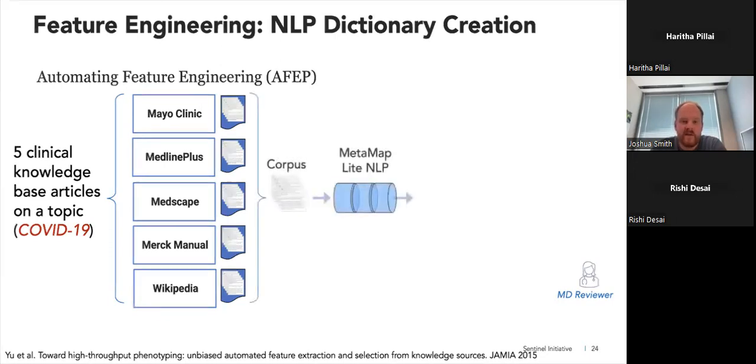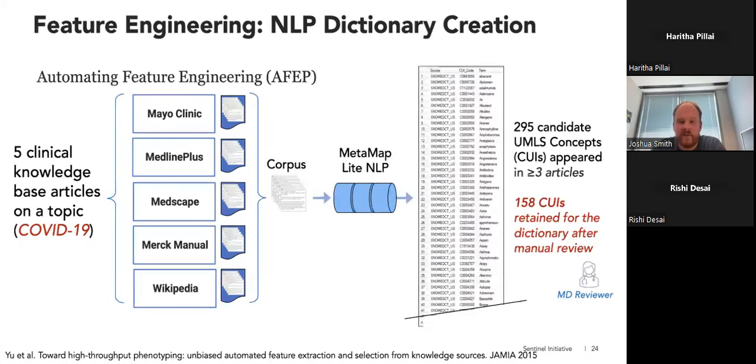They were all processed using the MetaMap Lite NLP tool, and we identified 295 candidate UMLS concepts, or CUIs, that appeared in greater than 3 articles. We did use a physician reviewer to remove any concepts that appeared to be nonspecific or unrelated to the disease, and ended up retaining 158 CUIs, concept unique identifiers, in this dictionary after that manual review. So those are going to be our features on which we would predict if a patient had symptomatic COVID-19 disease or not.